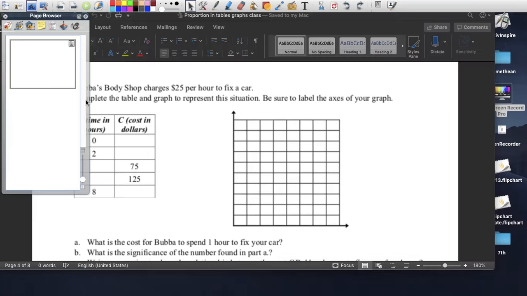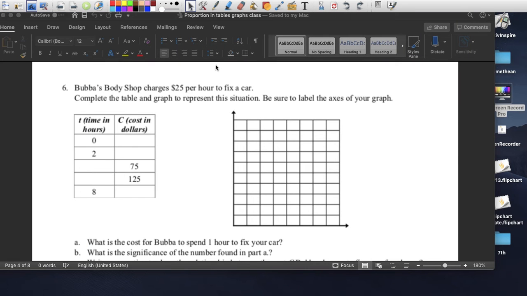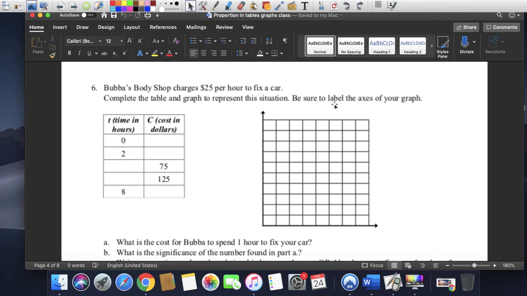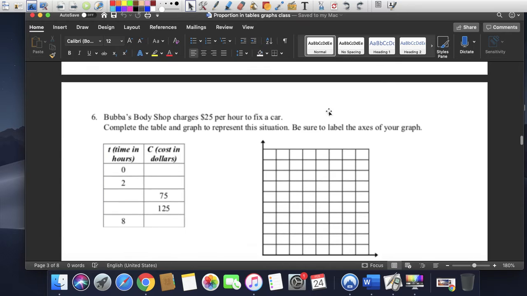Okay, sorry about the lateness of this. I didn't think I was going to do one, so I'm going to do the ones that I didn't do in class.